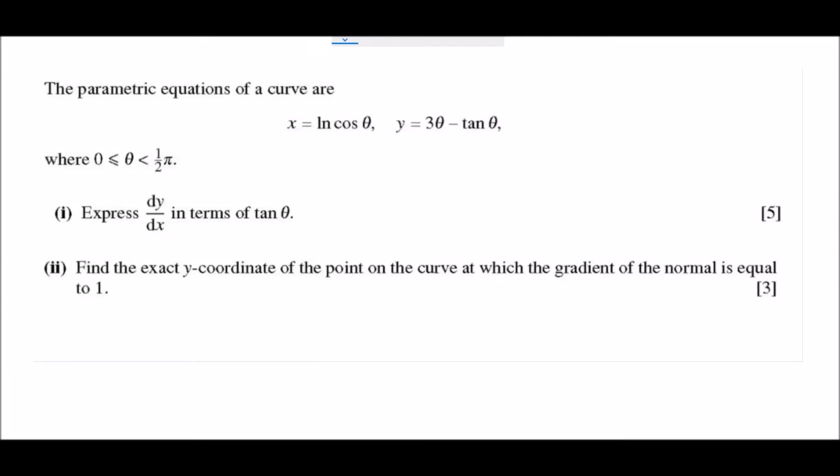Today we will be solving Summer 17, Paper 31, question number 4. The question says, the parametric equations of a curve are these. The range is given, so we have to express dy over dx in terms of tan theta. So let's do that. For that we need to find the derivative.